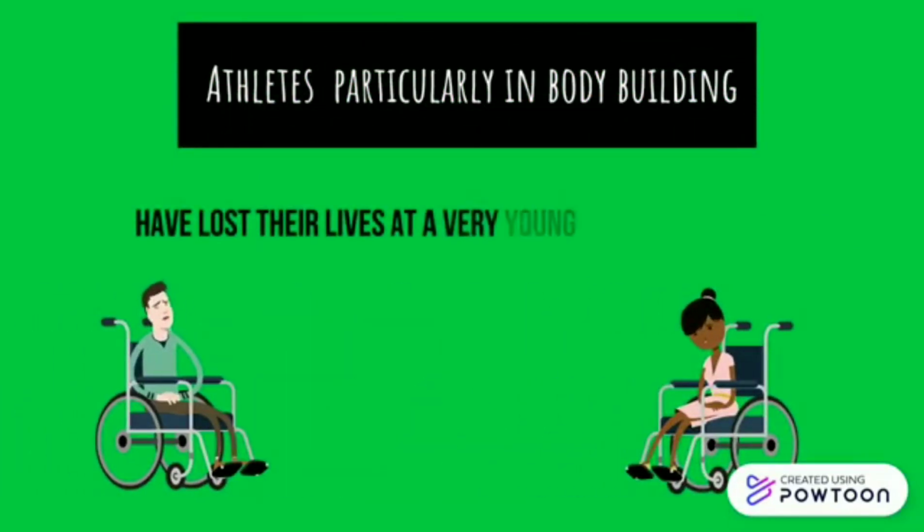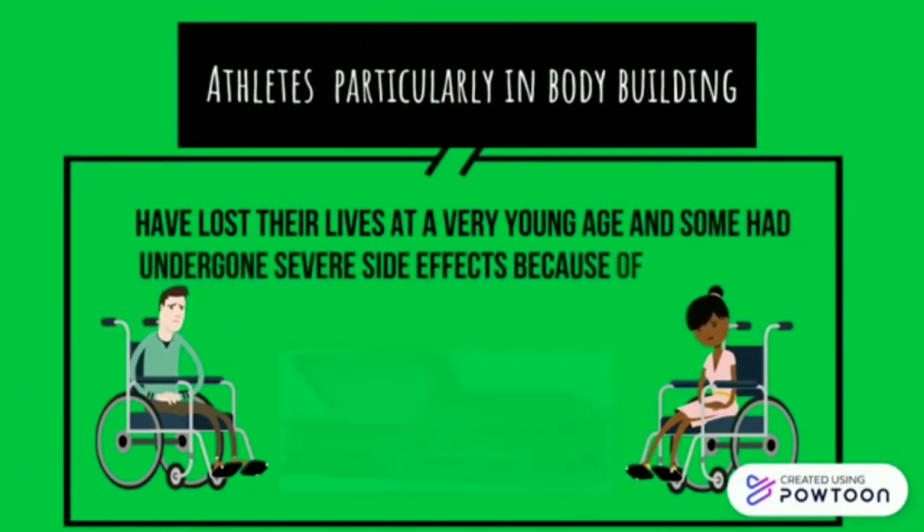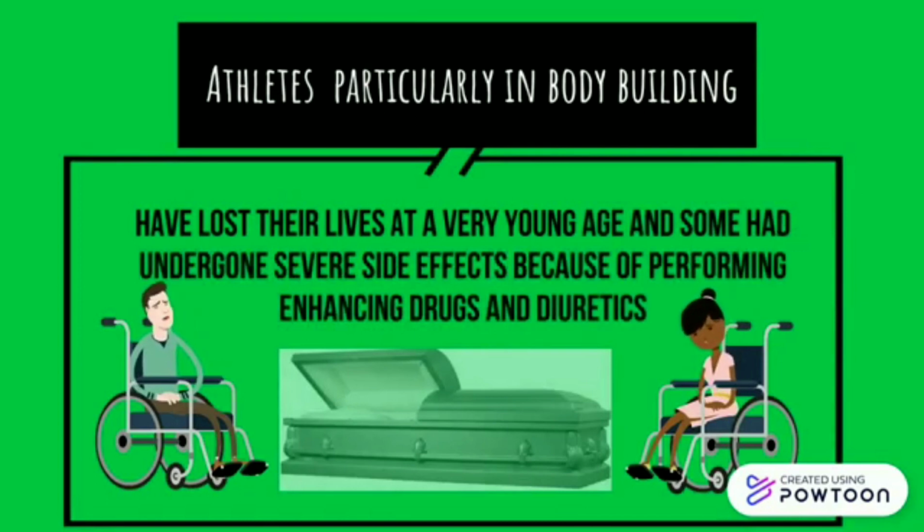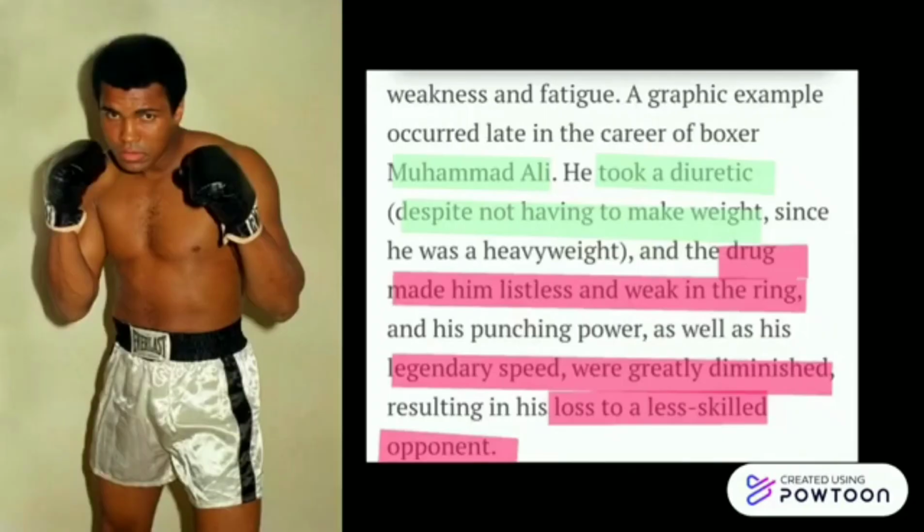Athletes, particularly in bodybuilding, have lost their lives at a very young age, and some have undergone severe side effects because of performance-enhancing drugs and diuretics. A graphic example occurred late in the career of boxer Muhammad Ali. He took a diuretic despite not having to make weight. The drug made him listless and weak in the ring. His legendary speed was greatly diminished. He lost to a less skilled opponent.